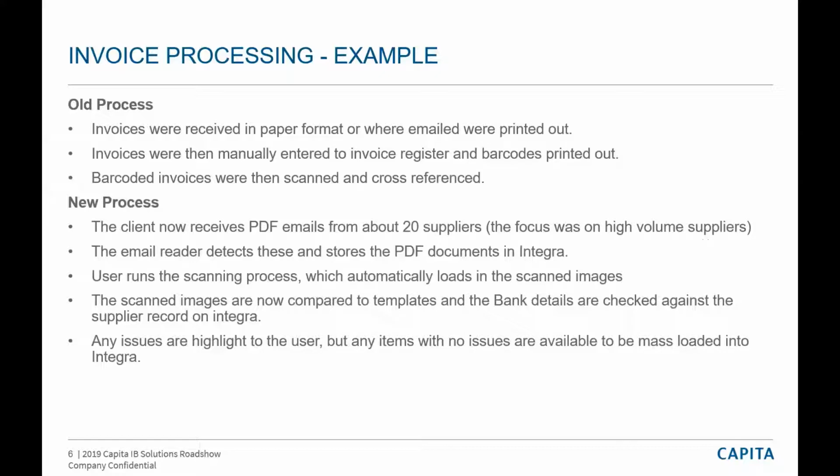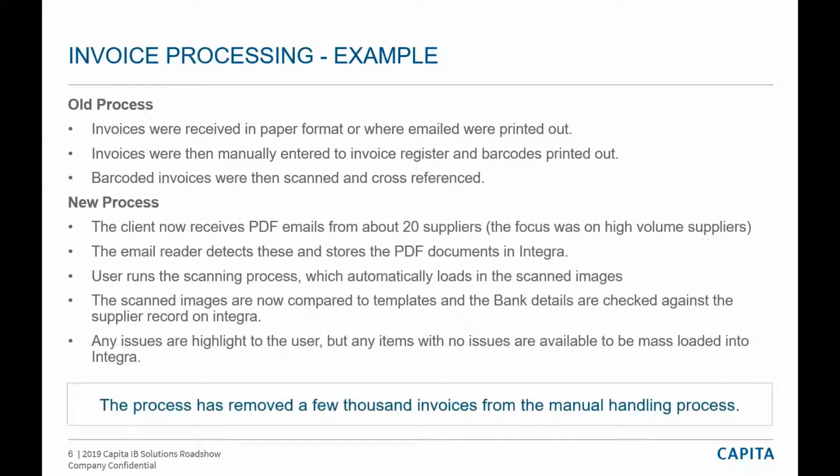But for the bulk of them, obviously, net plus VAT does equal gross and the supplier hasn't changed their bank details. So these just go through and get registered on Integra automatically, and the image is attached. So effectively, there's no human intervention required for those ones other than to load the file in the first place. So that process has removed a few thousand invoices in this case from manual handling, so they can just be ignored effectively and they just get processed automatically.